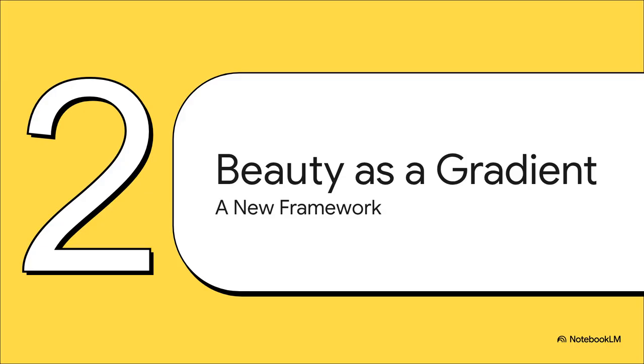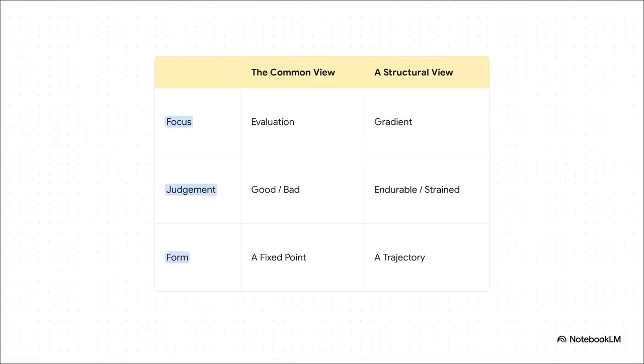Okay, so to really get a handle on this, we need to make a huge shift in how we see things. Instead of thinking of beauty as a simple yes or no judgment, let's try a new framework, looking at beauty as a gradient. This slide really lays it all out. On the left, you've got the common view. We treat beauty as a fixed evaluation. Is it good or is it bad? Thumbs up, thumbs down. But the structural view on the right sees it as a gradient, kind of like a gentle slope versus a steep, painful cliff. It's not about a fixed point, it's about the trajectory. It's not about judging something as beautiful or ugly, but sensing whether its structure is endurable or just really strained.